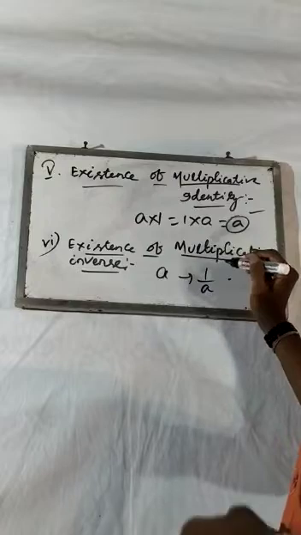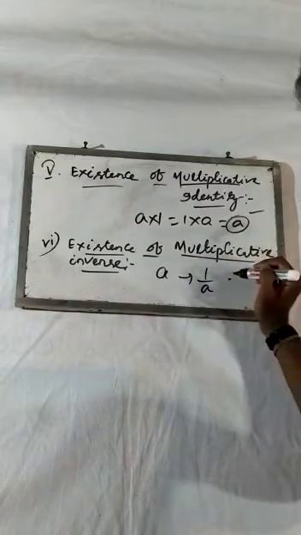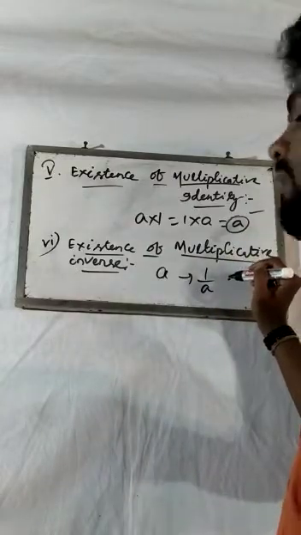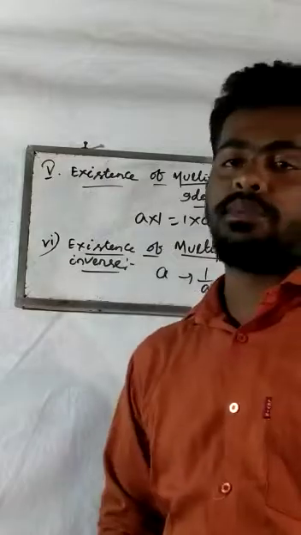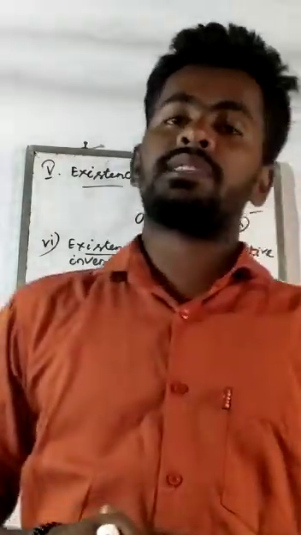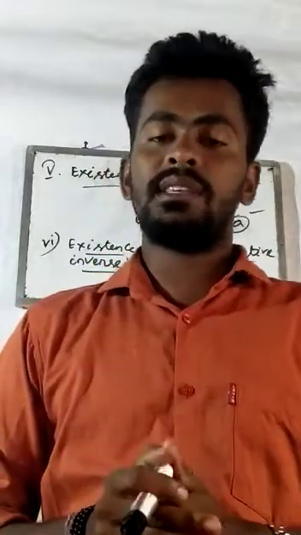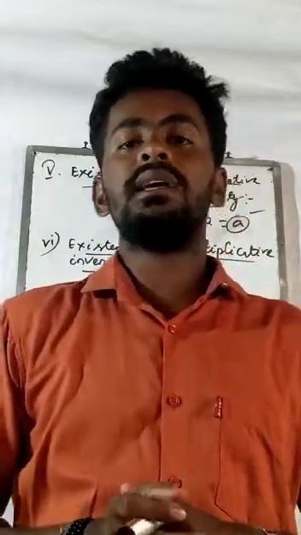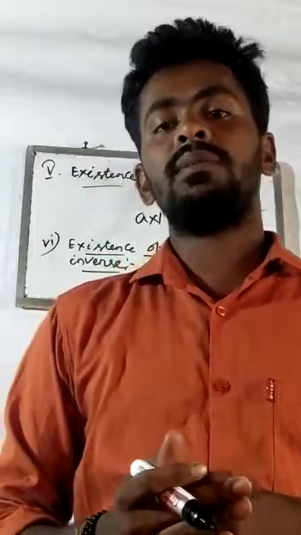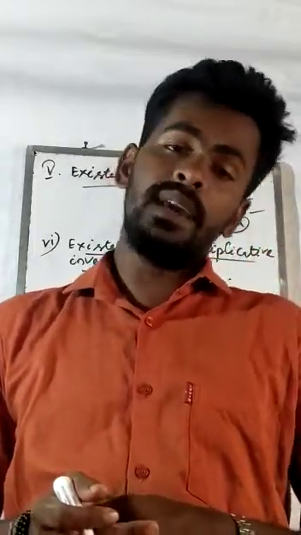Then the sixth property, existence of multiplicative inverse. What is multiplicative inverse? Now for any integer, its reciprocal is its multiplicative inverse. Suppose 6 is an integer, its multiplicative inverse is 1 by 6, and if minus 5 is an integer, then its multiplicative inverse is minus 1 by 5.